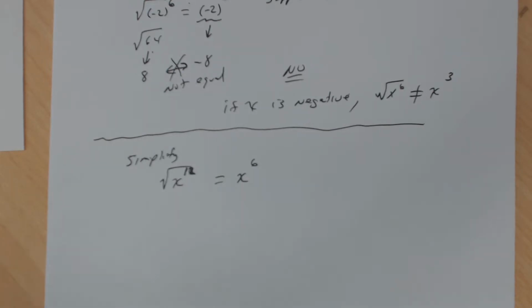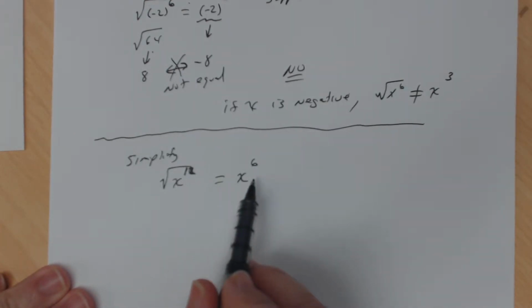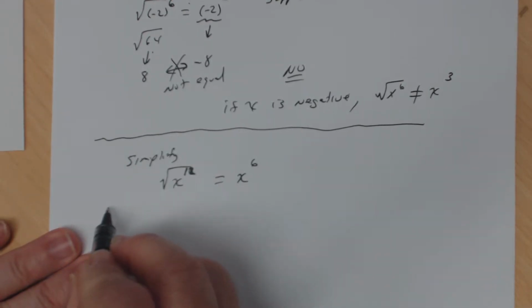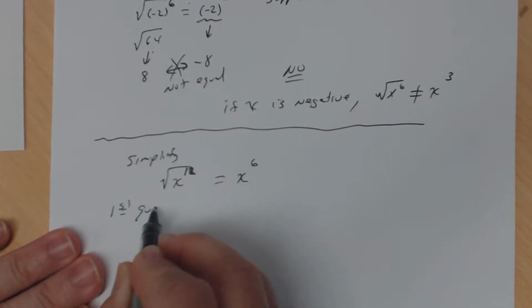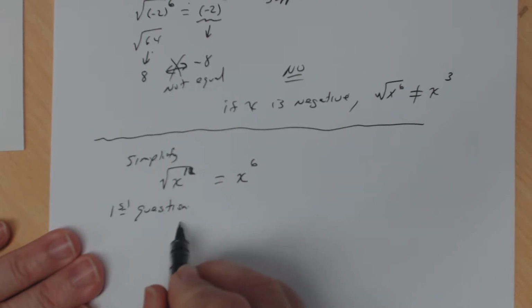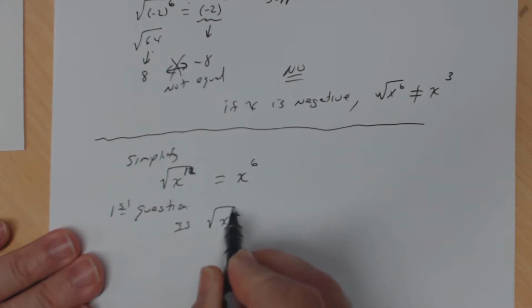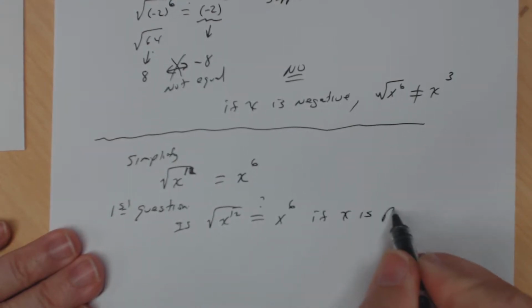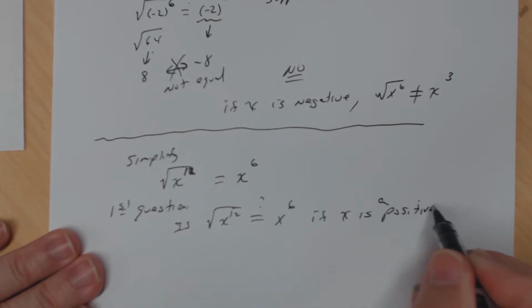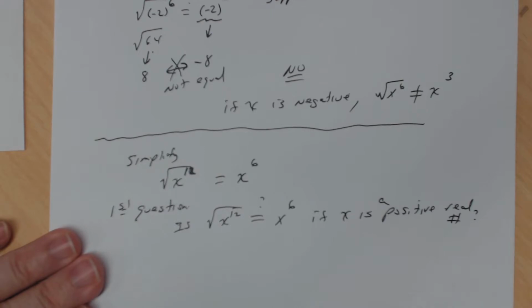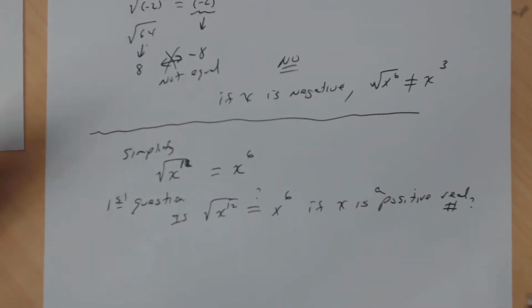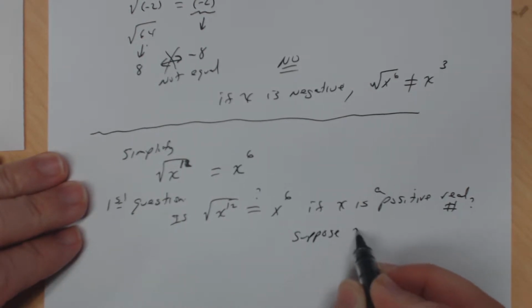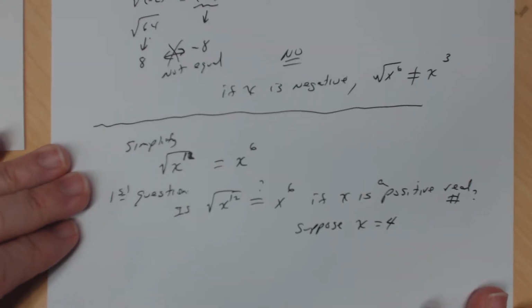All right, so let's do the same thing. So the first question is this. Is the square root of x to the 12th going to equal x to the 6th if x is positive? Or remember, a positive real number. All right, so just pick a positive real number, any positive real number. If you want to say, well, suppose x is 4, let's say, you can.